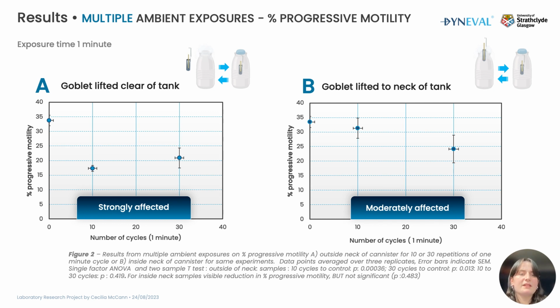So it was indicative that a single cycle may not induce damage to motility, as multiple cycles could induce very significant damage. As this was increased to 30 cycles, this wasn't statistically significant from the 10 cycles, but still significantly reduced from the control. Then from figure B, the exposures inside of the neck of the canister showed a slight reduction across the number of cycles, but this wasn't statistically significant, which is hypothesized to be due to the level of liquid nitrogen not varying as much, whereas when you do these ambient exposures outside the neck, the level of liquid nitrogen rapidly evaporates and obviously results in a lower temperature.